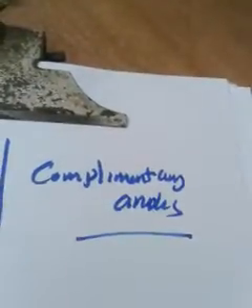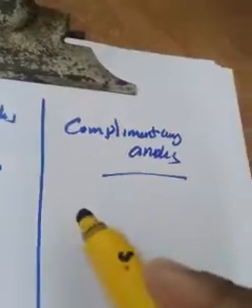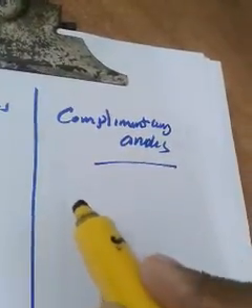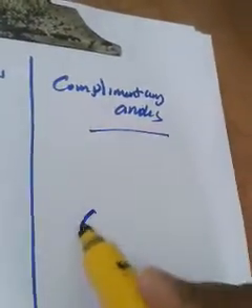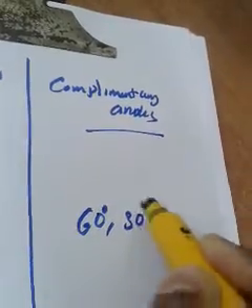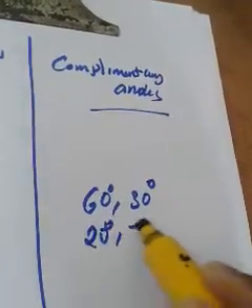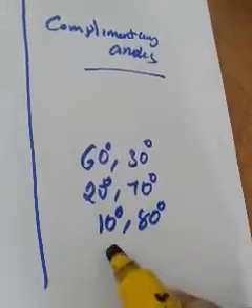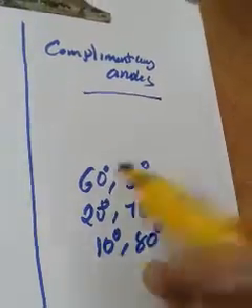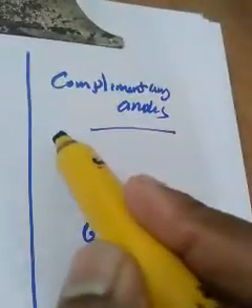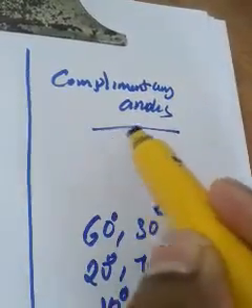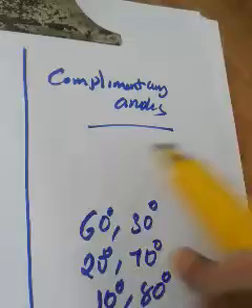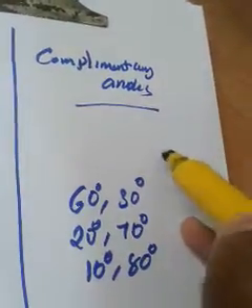Can you define complementary angles? I will give you some examples, and you have to give me a definition. 60 degree and 30 degree are complementary. 20 degree and 70 degree are complementary. 10 degree and 80 degree are complementary, then tell me. Complementary angles are defined as a pair of angles such that their sum should be 90 degrees.